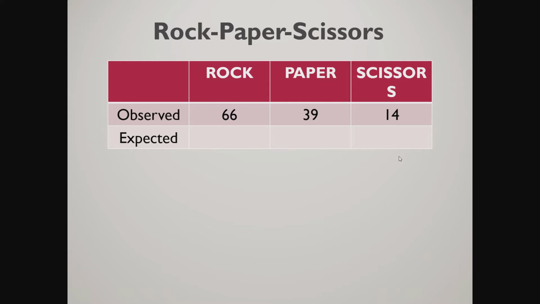What you have to do is take these numbers and distribute them according to what you would expect. So if this is a uniform distribution, you would expect an equal number in each category, but how much would that be? What you do is add up all of the observations, so 66 plus 39 plus 14, and you multiply that by 1/3. You put that number here, and here, and here.